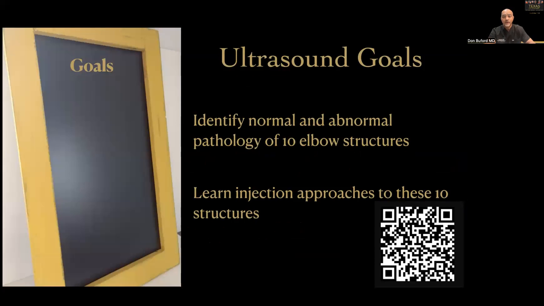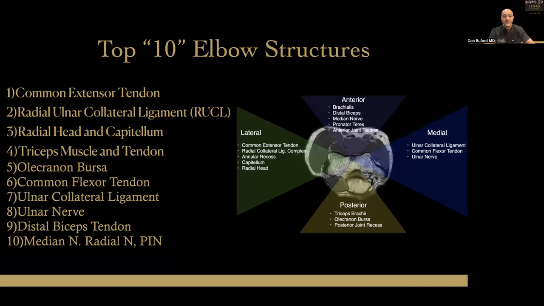So this is where we're going to go. We're going to start looking at some normal and abnormal elbow anatomy by ultrasound. We're not going to cover the entire 10-point elbow exam, but we'll hit the most common things on the medial and lateral elbow. These are the top 10 elbow structures that we cover in our course, but we're only going to focus on the lateral and medial elbow and a little bit on the distal biceps today.